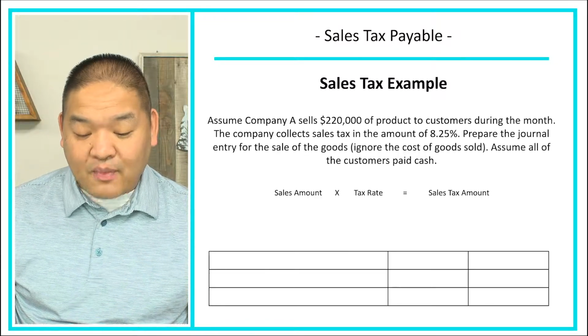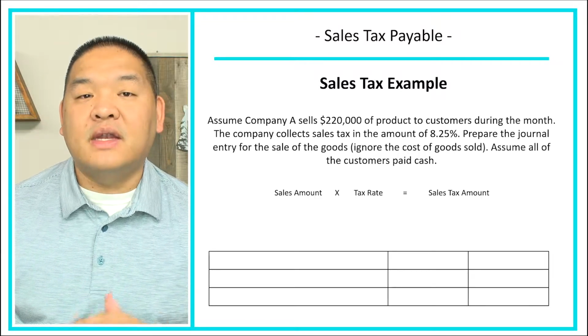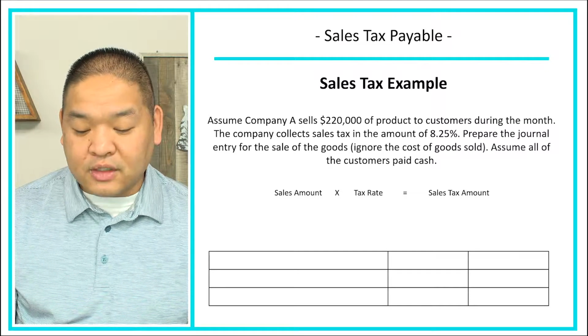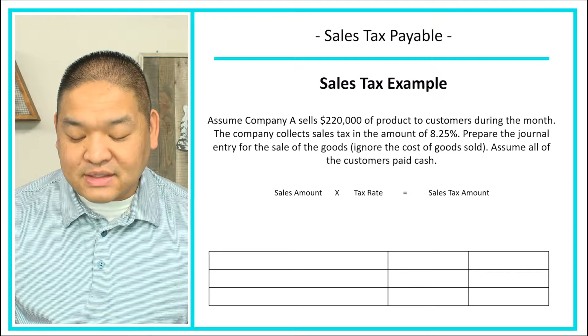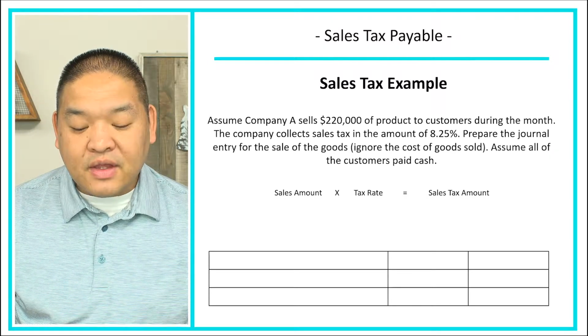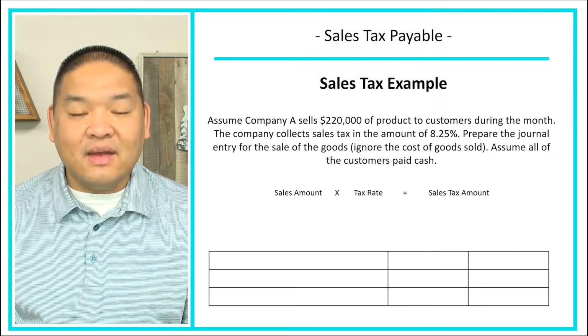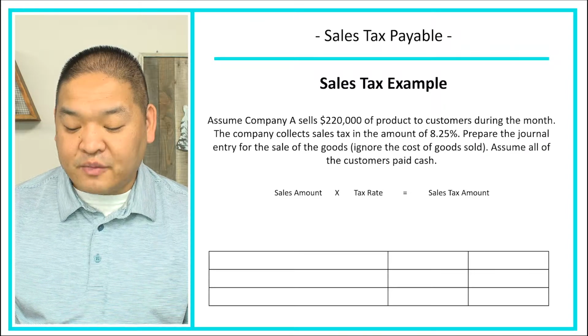So let's look at an example here just so that you know how it's calculated and then how we book it into our books. Assume company A sells $220,000 of product to customers during the month. The company collects sales tax in the amount of 8.25%.